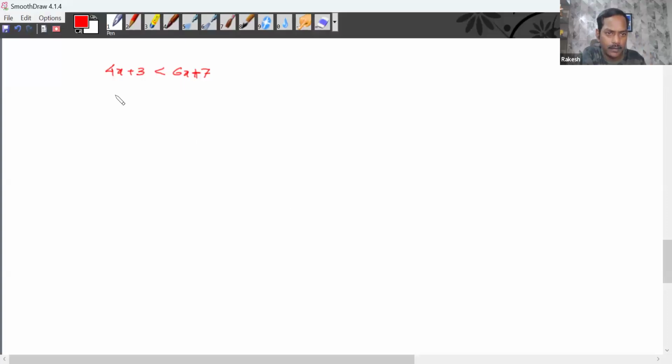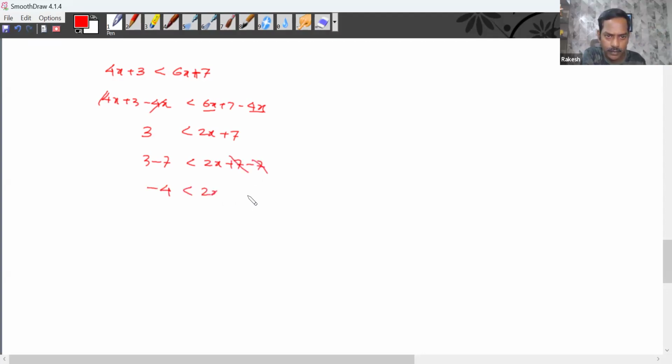So I am deducting 4x from both sides. This will reduce to 3. So these two will get cancelled. 6x minus 4x will be 2x plus 7. I want this 7 to go to the LHS, so I should subtract 7 from both sides. So this will get cancelled, and I'll be getting minus 4 is greater than 2x.